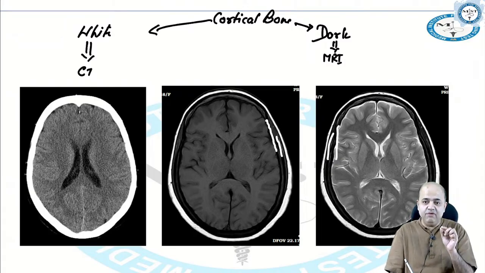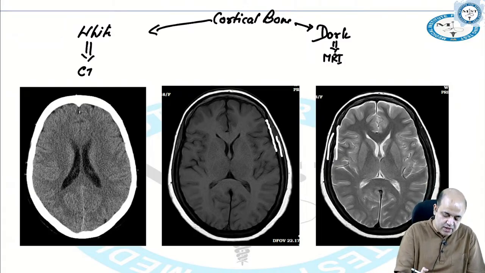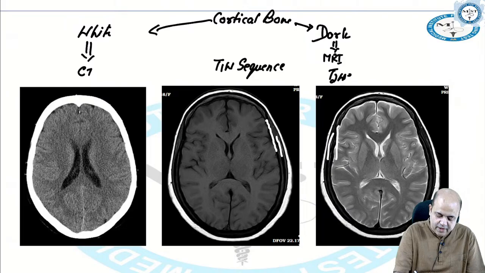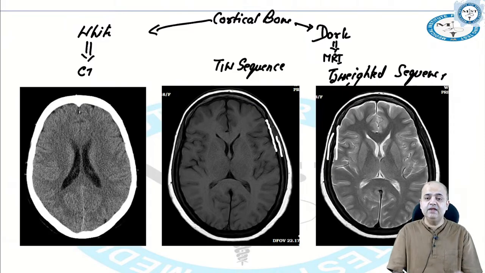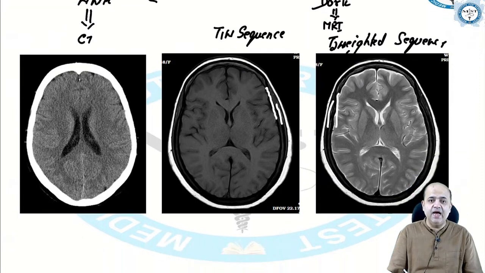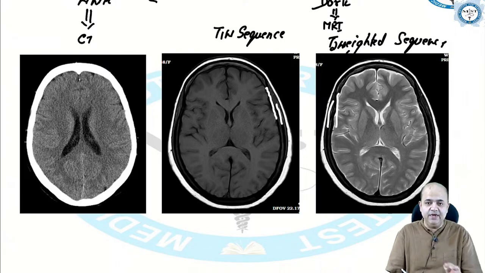But in MRI we have two sequences. One is a T1 weighted sequence. The other is a T2 weighted sequence. In the CT scan, we describe the areas with the terms of density: hypodensity, isodensity, and hyperdensity. In the MRI, we use the term intensity.